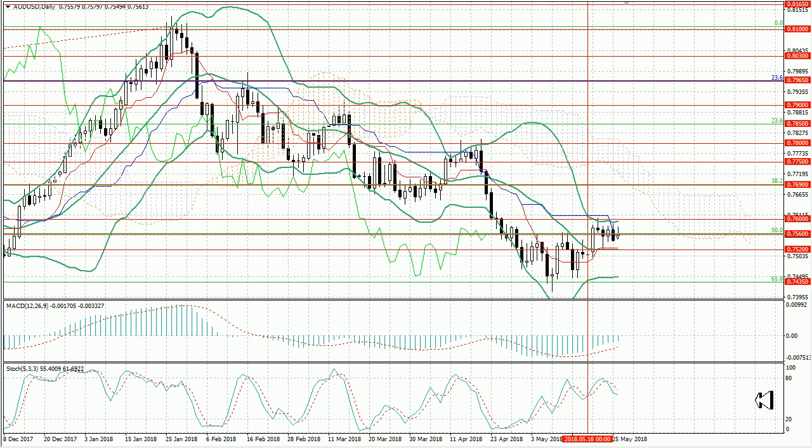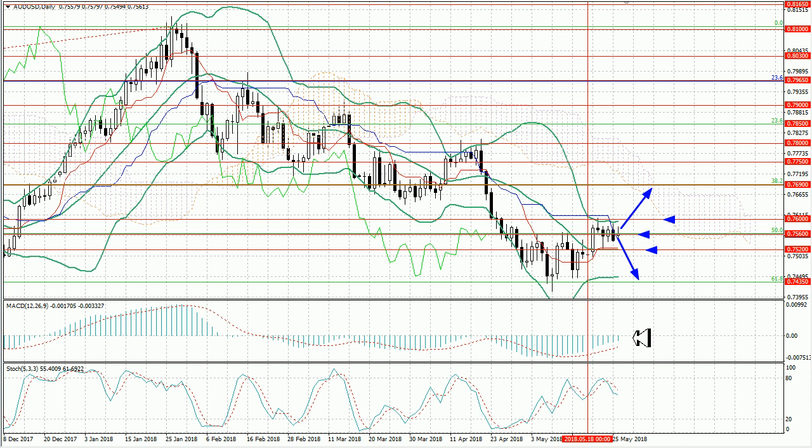For the whole previous week, the pair of Australian dollar versus American one has been trading at the level of 0.7560, which coincides with the Fibonacci correction of 50%. The breakdown of the level of 0.7520 will allow a decline to the level of 0.7435. The price consolidation above 0.76 could cause the upward movement to the level of 0.7690. Technical indicators do not provide a clear signal.